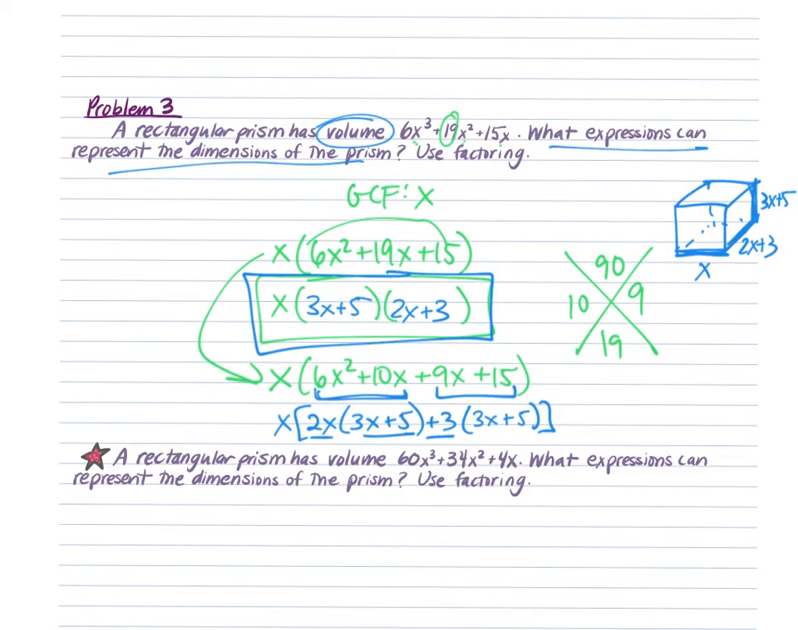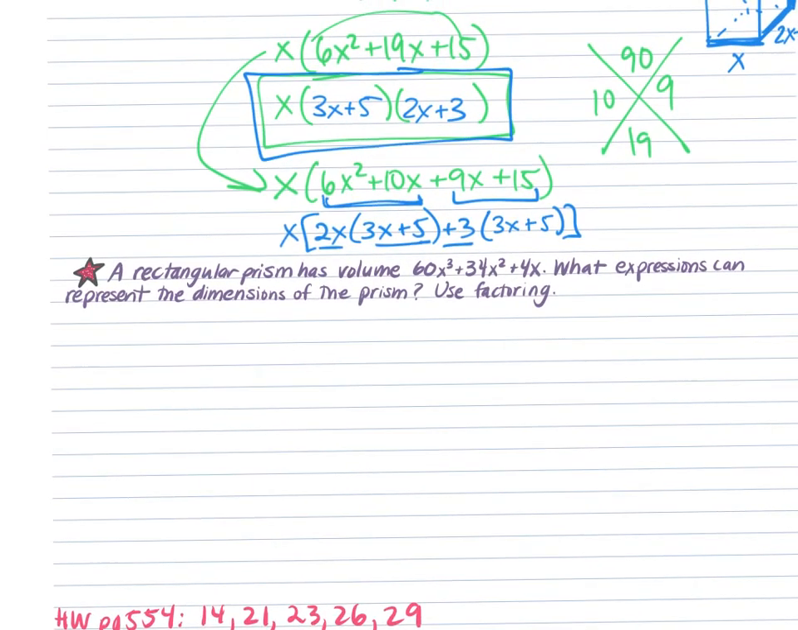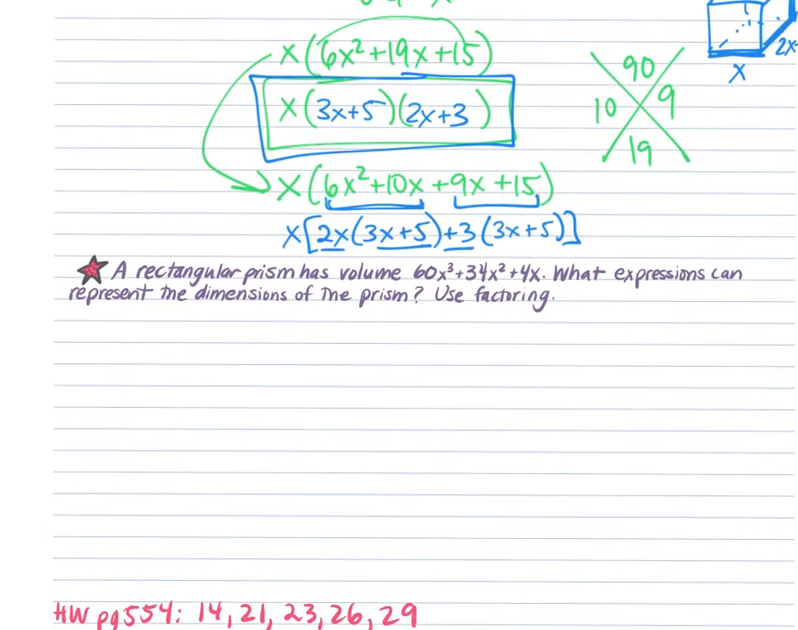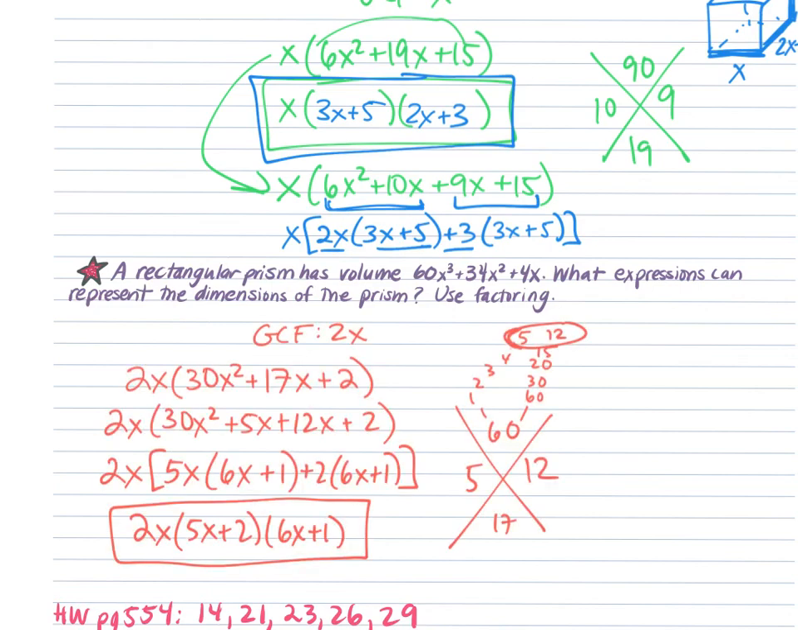Okay, so same thing for this one on your own. Look for GCF and then factor. You probably don't need to use grouping just like we did up there, but see if you do. And then check back for the solution.